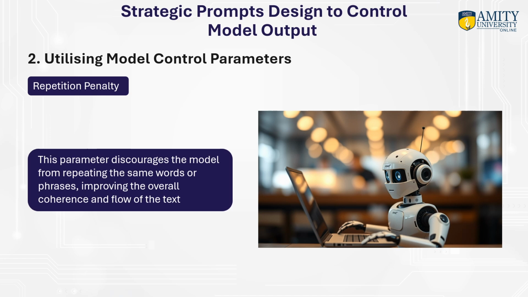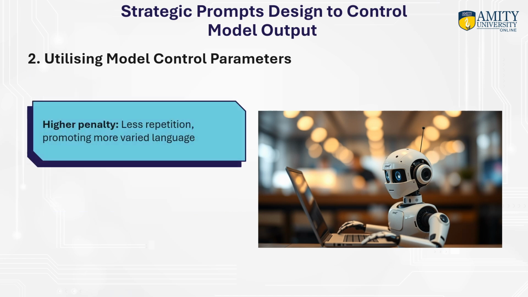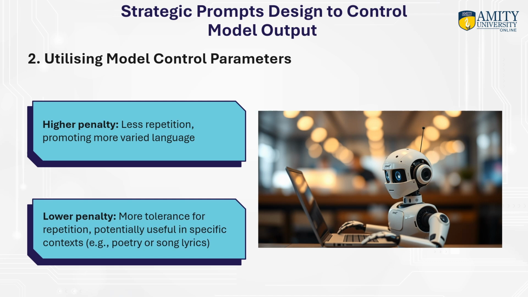So what happens with the penalty? If you provide a higher penalty, there will be fewer repetitions. It will promote more varied language. For a lower penalty, there is more tolerance for repetition, potentially useful in specific contexts, like when you want to create poetry or song lyrics. In those cases, you could go with lower penalties.